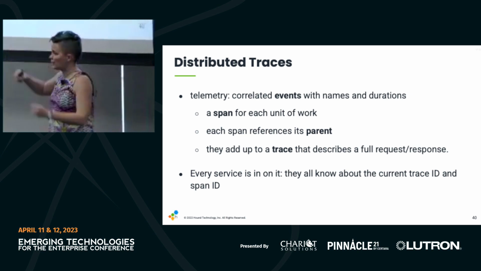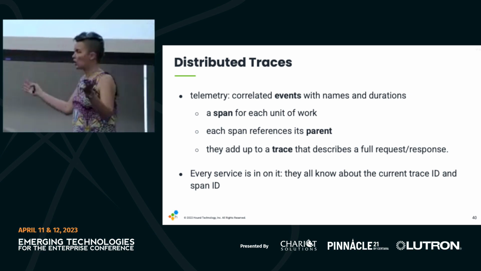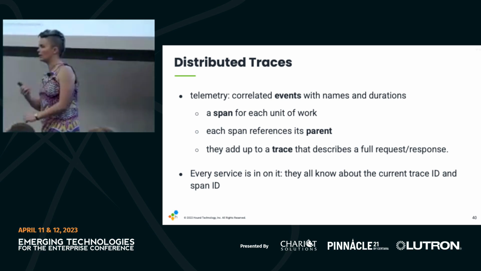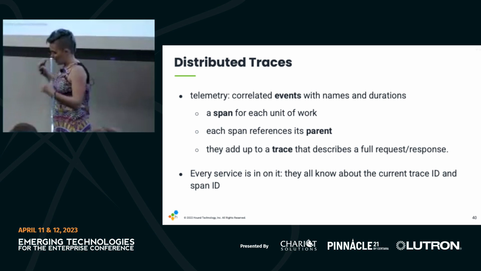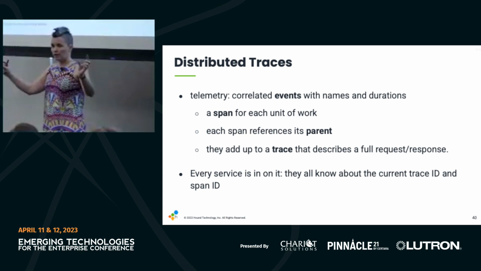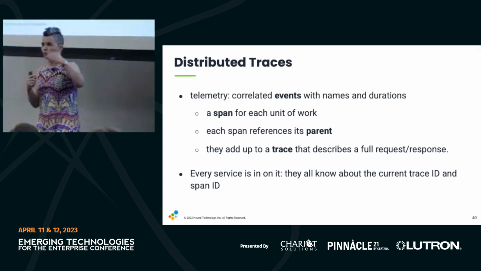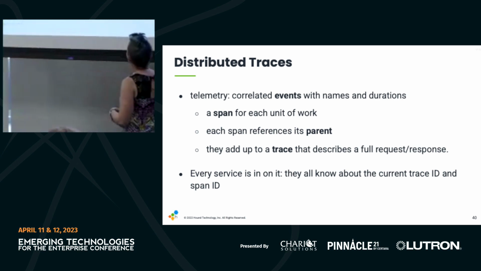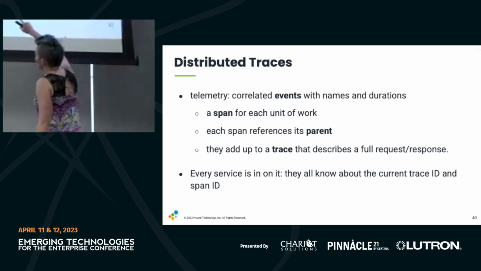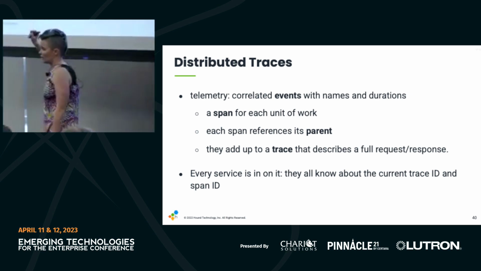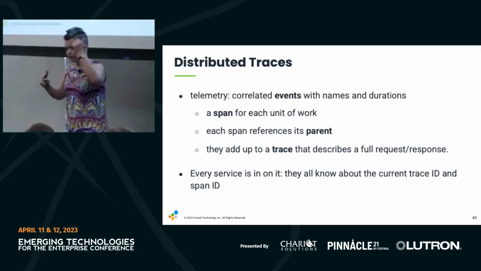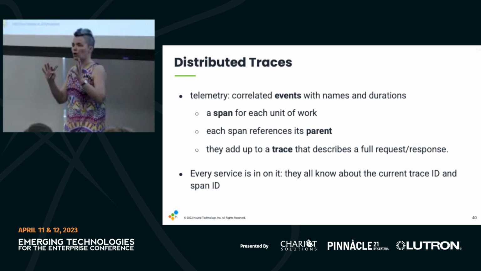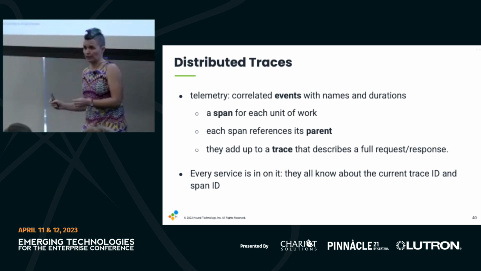Each one references its parent. So in logs, you often have a request ID that you pass down and down so that you can put them back together again in Splunk later. These ones have what trace am I part of and which span is my parent, what caused me. So it makes this causal chain of things. So they add up to a trace. And here's the trick. Every service is in on it. So checkout service and product recommendation service and product catalog service and feature flag service, they're all participating in the trace.